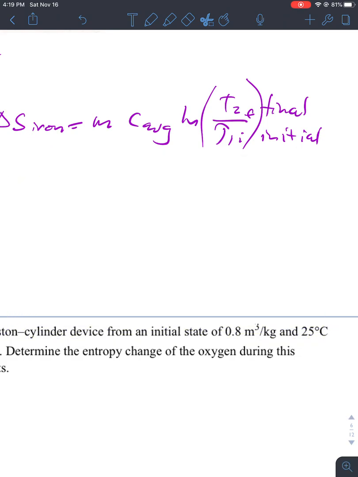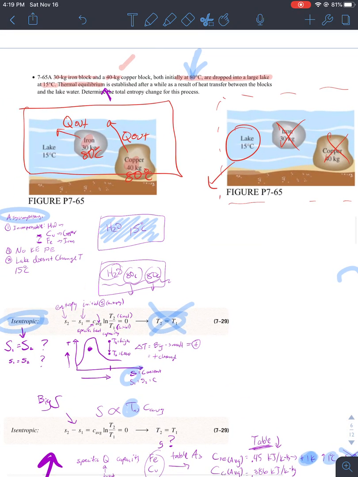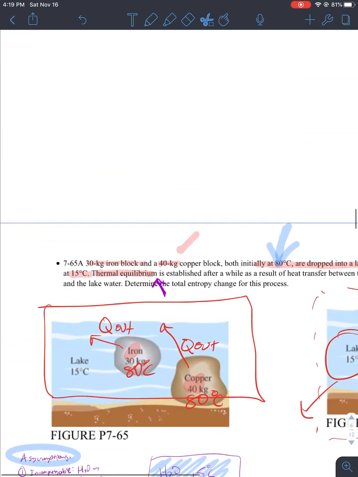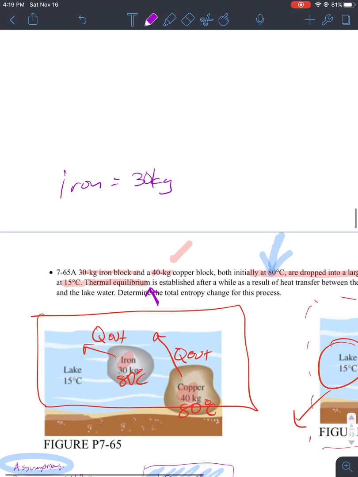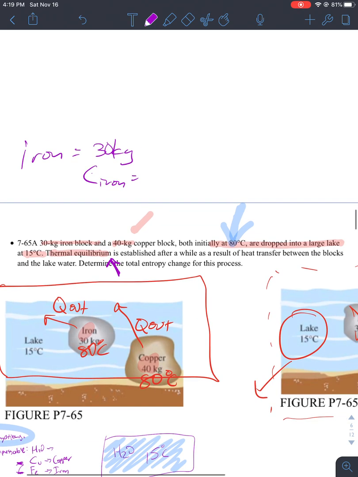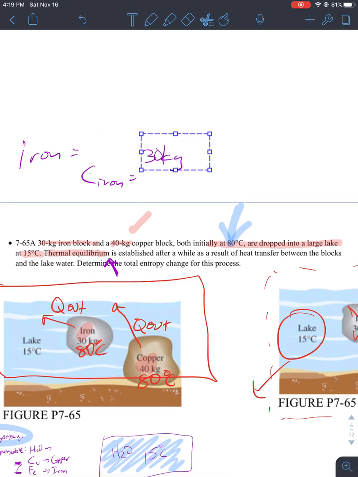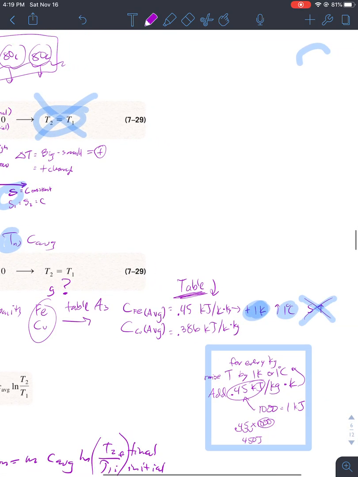Erasing that. Man, this takes forever for a basic question. Let's write down the temperatures. All right. Iron equals 30 kilograms. And specific heat is something. Let's move that over. I'll get it from below. Well, why not? Let's copy it now.